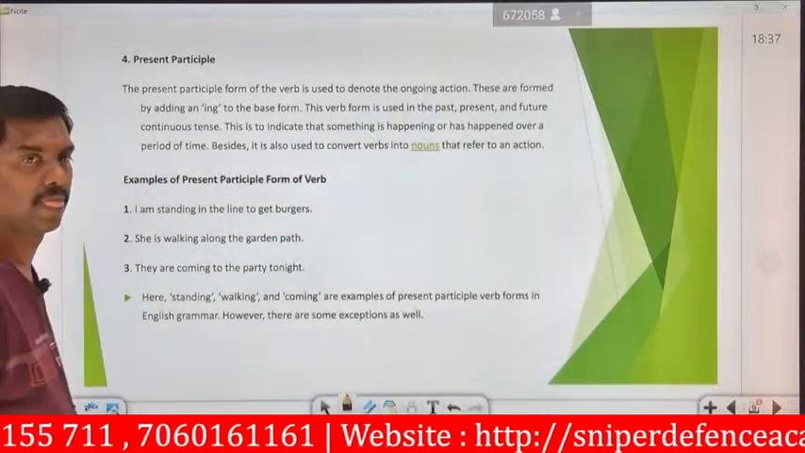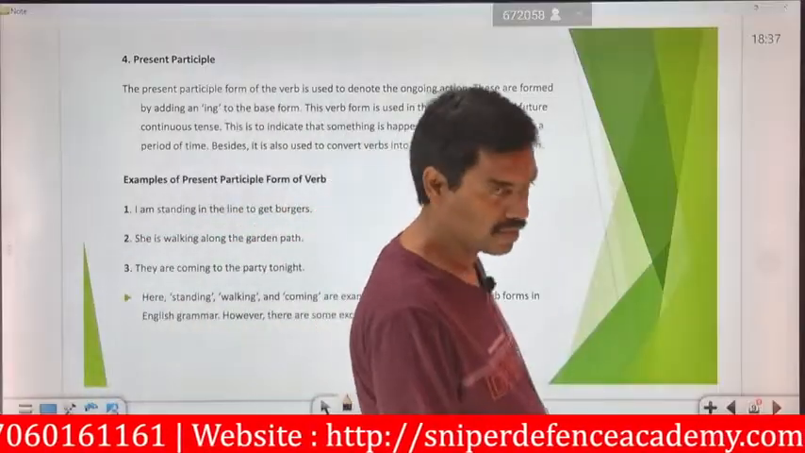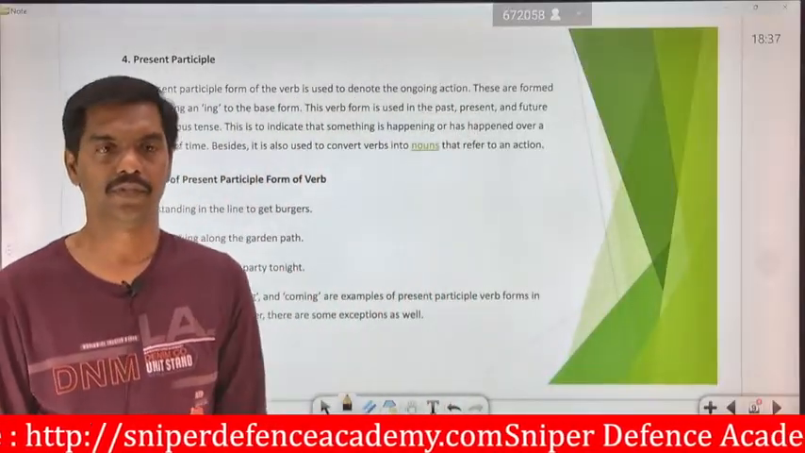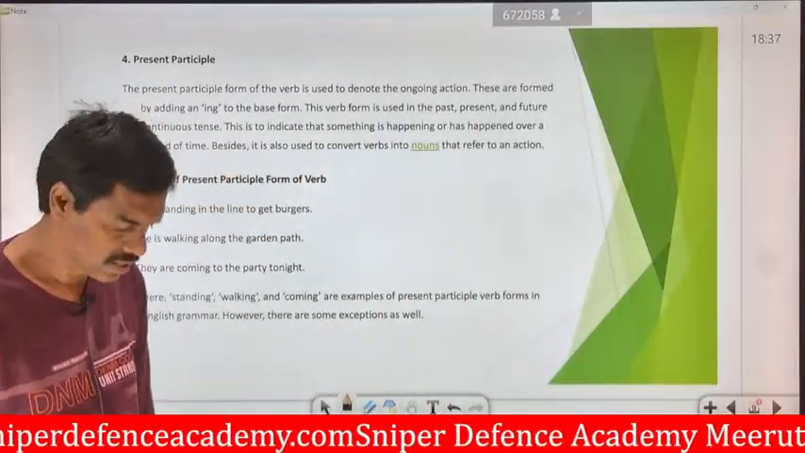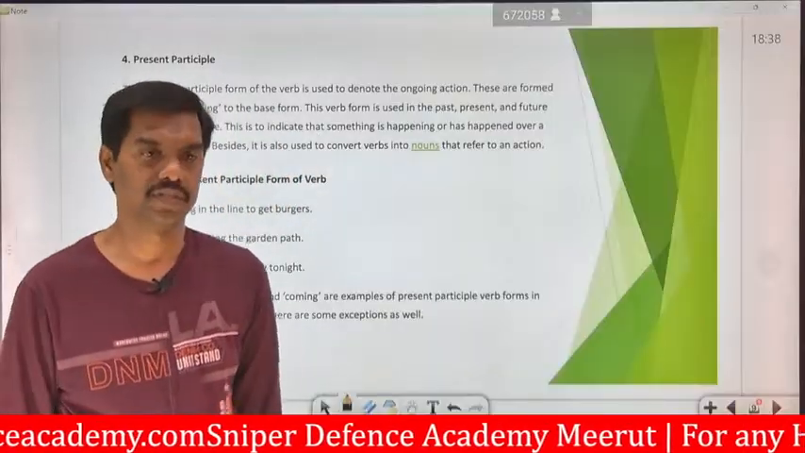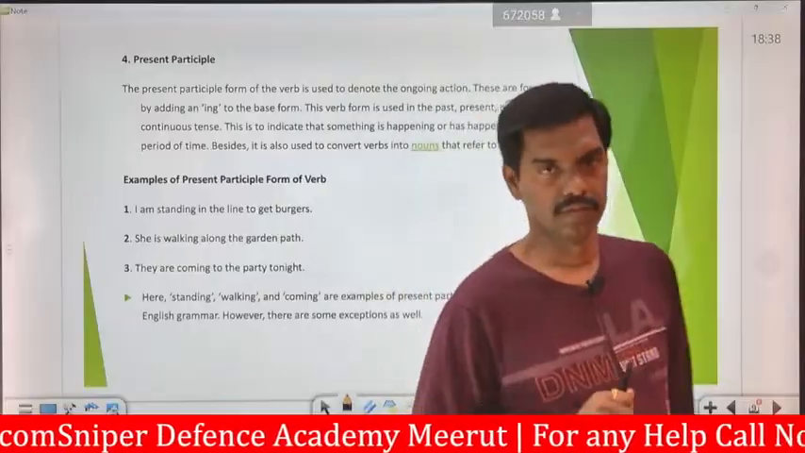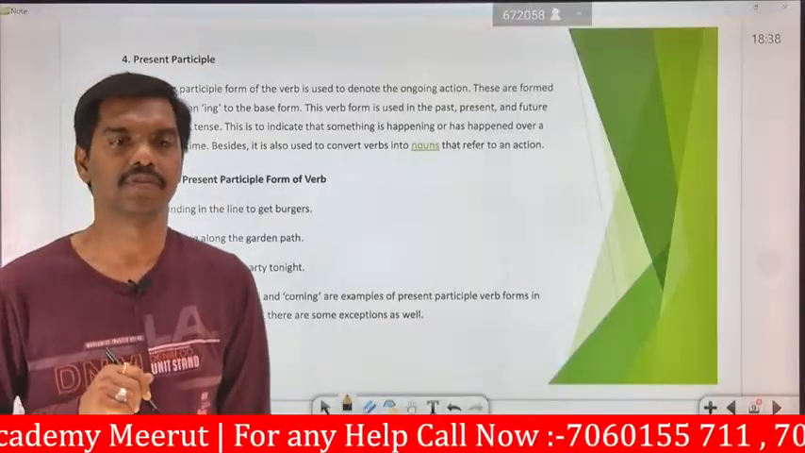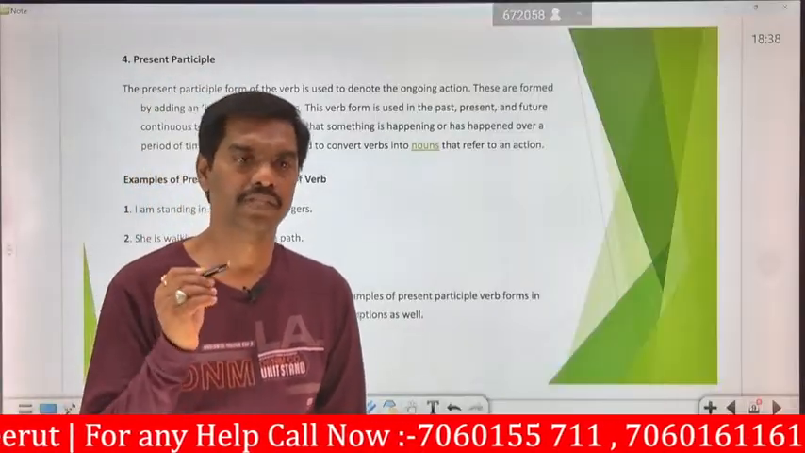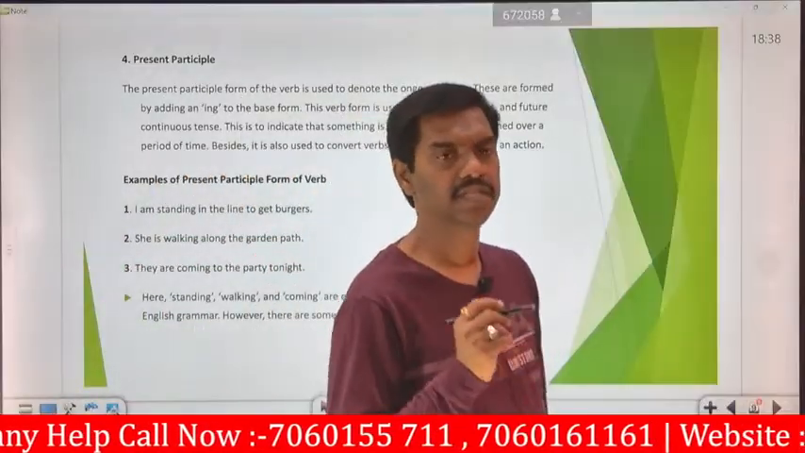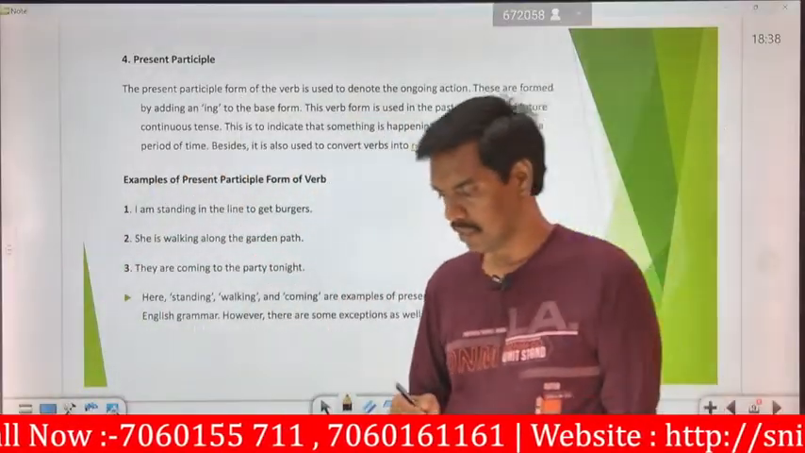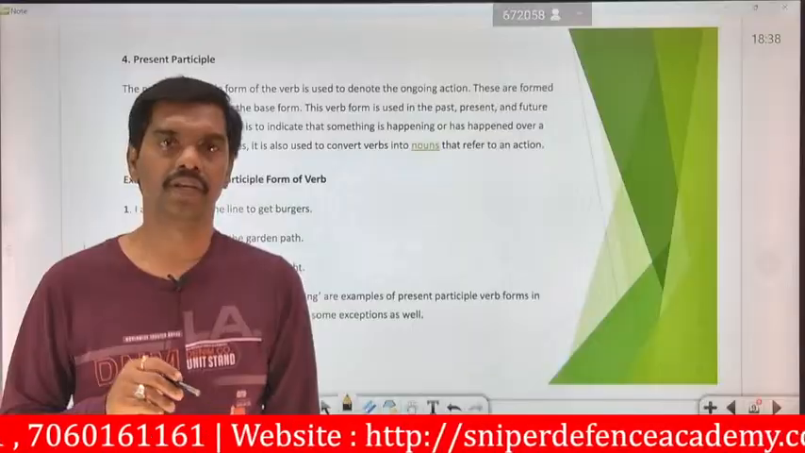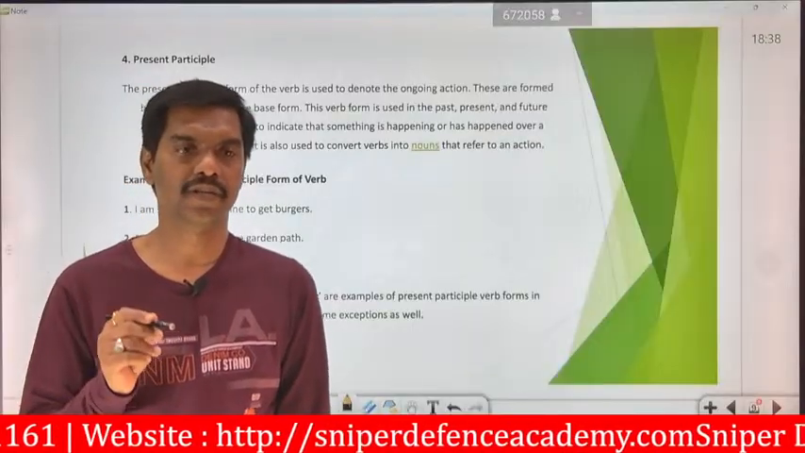Present participle. Okay. So what is present and what is participle? We will see one by one. Okay. So in present participles, what are you going to see? And what are the examples we can say in terms of present participles? Some of the few examples, it is easy to understand whether the sentences given to you are in terms of present participle or not.